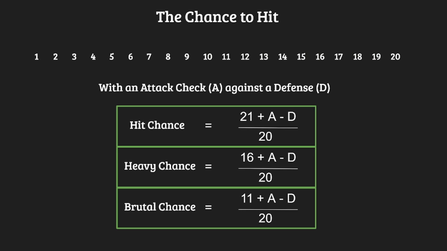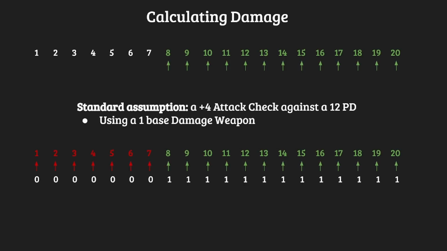Okay, so let's put some of this together to some good use. Let's talk about calculating damage. This is what people really want to know when they're doing their attack math. They want to know how good their weapon is. And I'm going to talk about a weapon. A lot of the same logic here applies to spells, so keep that in mind. So let's use this same example from before, a +4 attack check and a 12 PD. And in this case, let's talk about the damage.